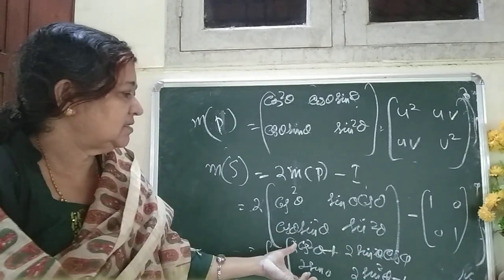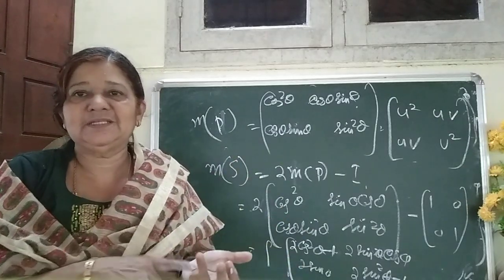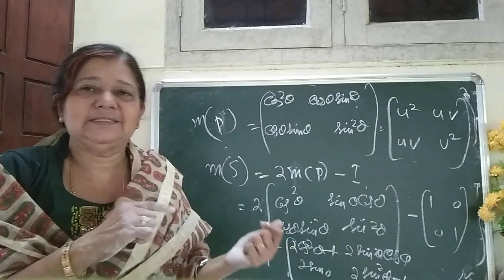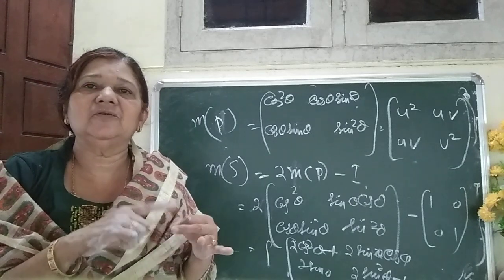Thus, we find all these transformations and their corresponding matrix representations. And also we find the characteristic value, characteristic equation, etc.